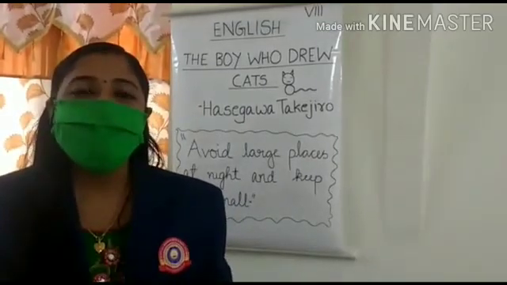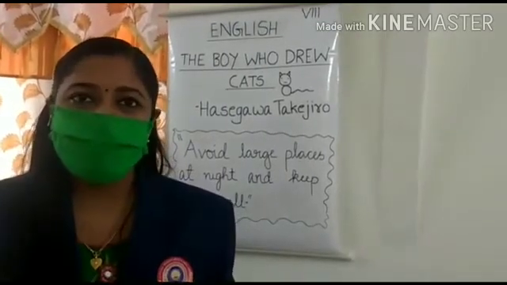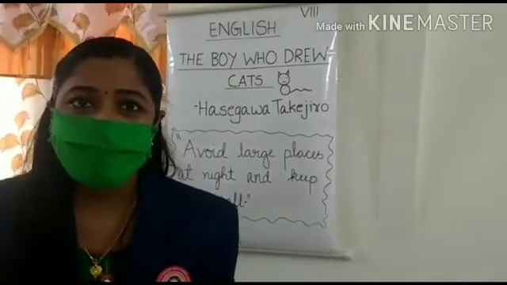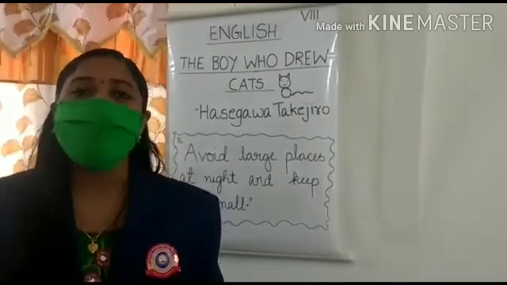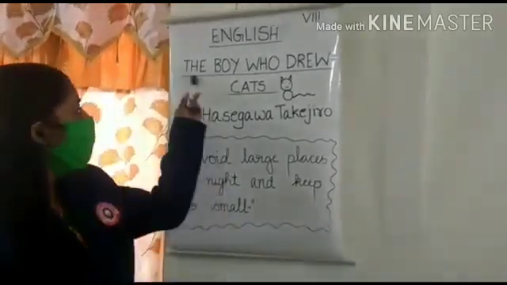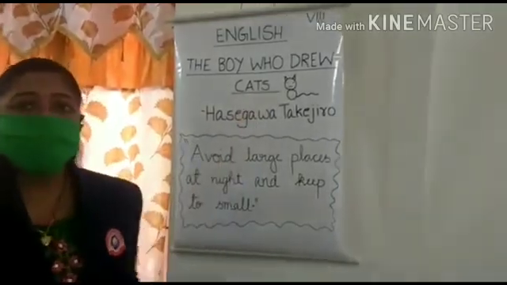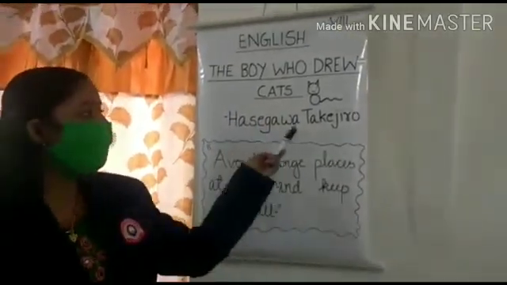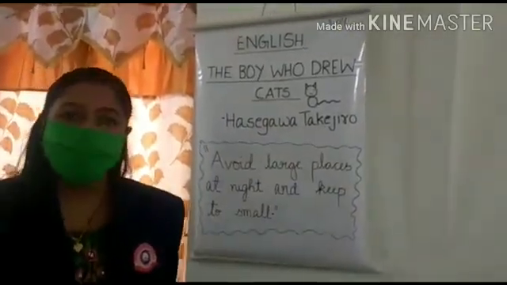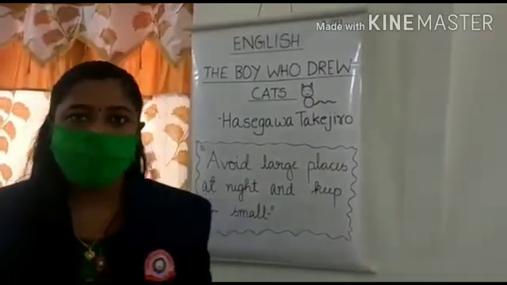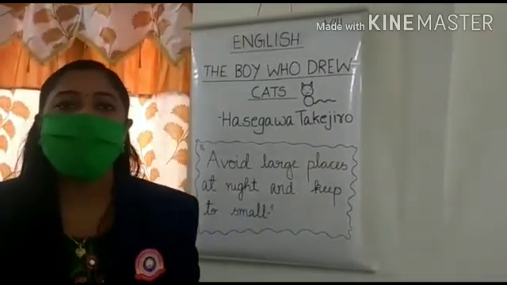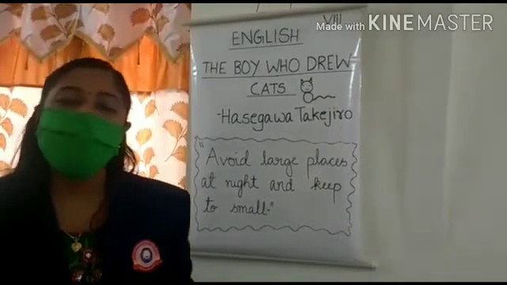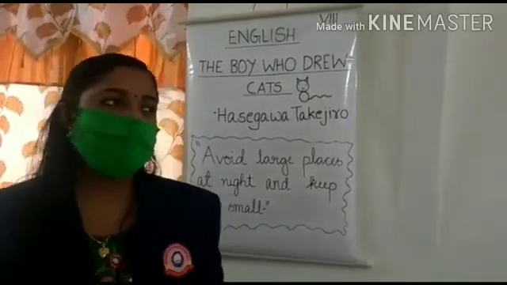So, children, do you remember the name of the story that I taught you in the previous class? Yes, very good. The name of the story is The Boy Who Drew Cats, which is written by Hasegawa Takejiro, who is a Japanese writer. So we will start today's class with a small summary of the previous class.